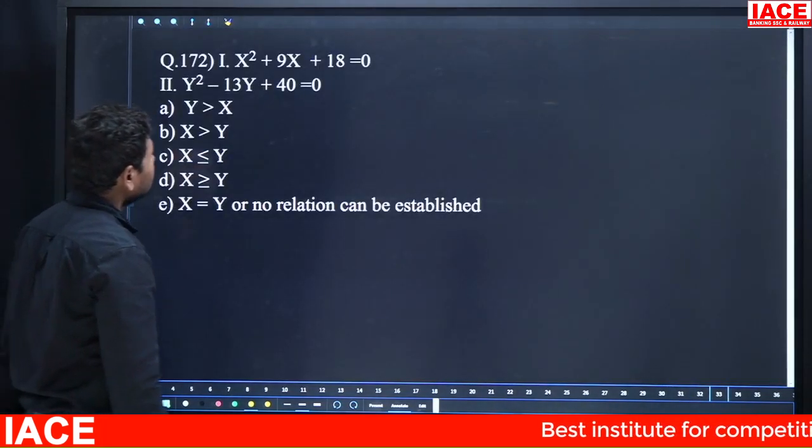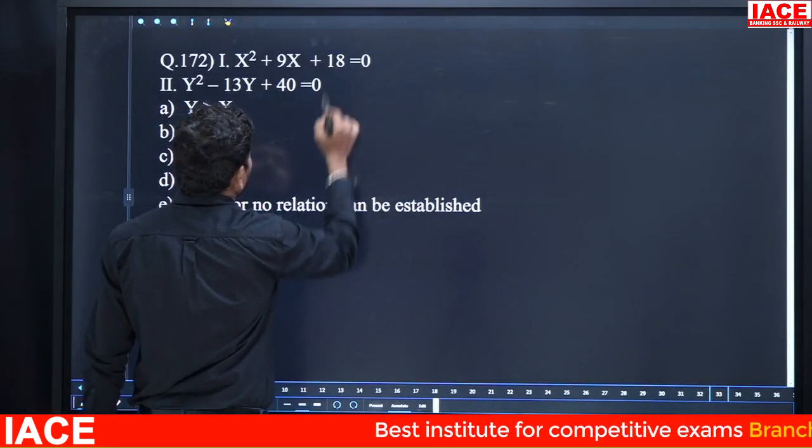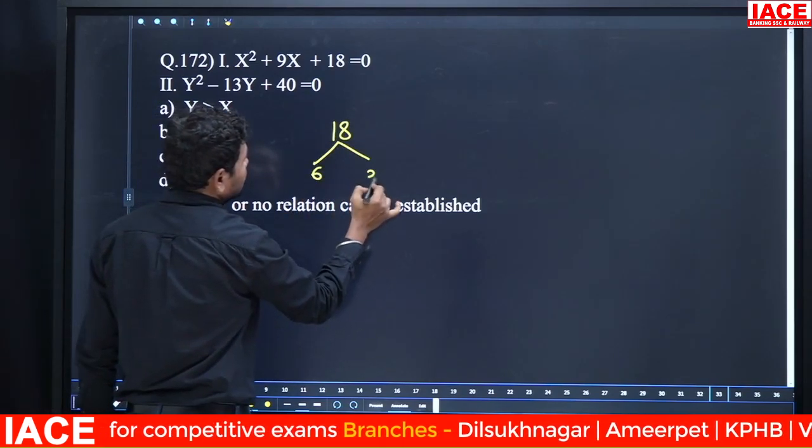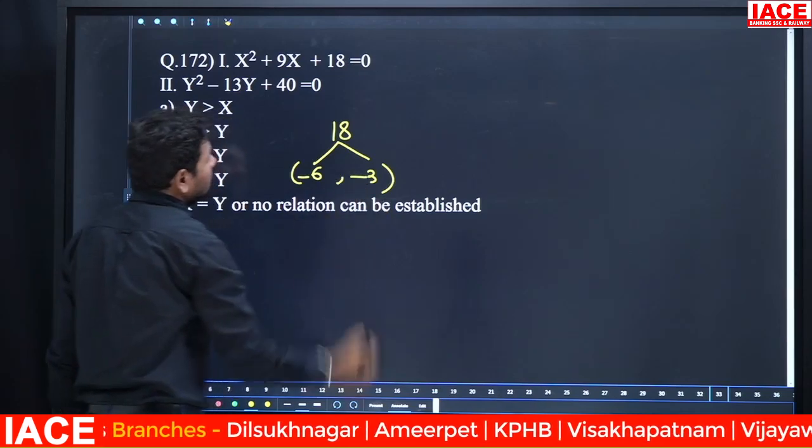Next, x square plus 9x plus 18 is equal to 0. Then what factors can we write for 18? 6 threes are 18, and 6 plus 3 is 9. Then the final factors are minus 6 and minus 3.